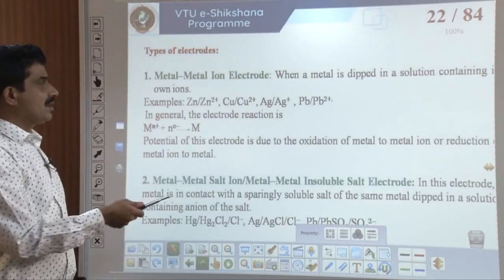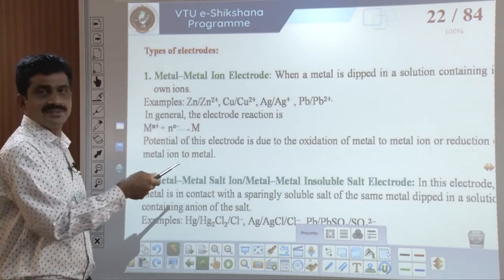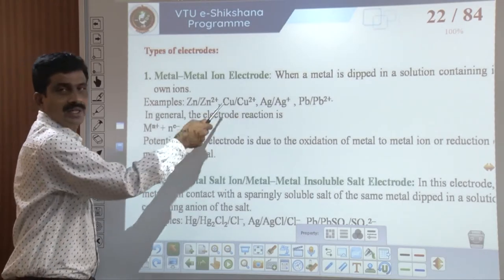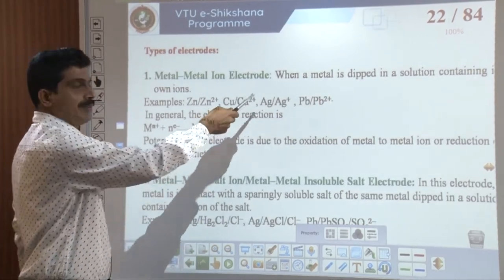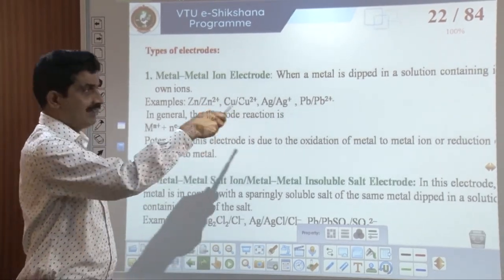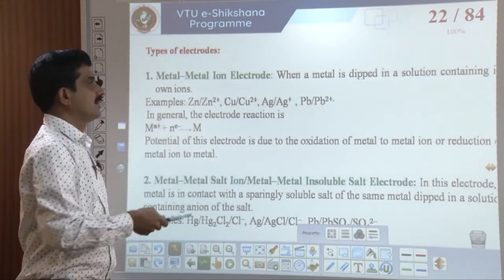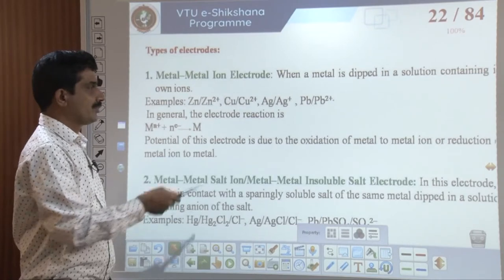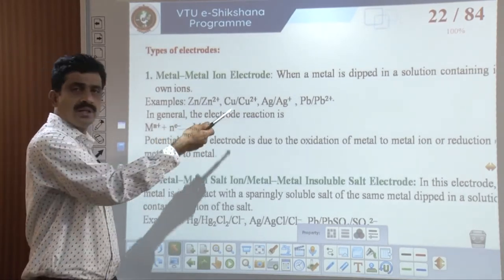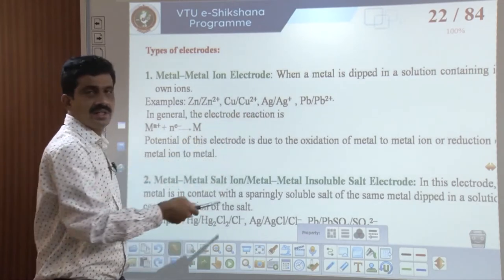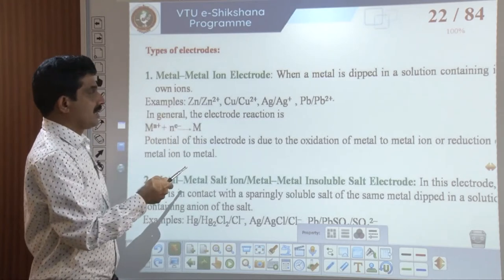Metal metal ion electrode: the best example is zinc in contact with Zn2+ ions, copper in contact with Cu2+, similarly silver in contact with Ag+. When a metal is dipped in a solution containing its own ions, it is called a metal metal ion electrode. These are the examples: zinc in contact with zinc sulphate, copper in contact with copper sulphate, silver in contact with silver nitrate. These are metal metal ion electrodes.